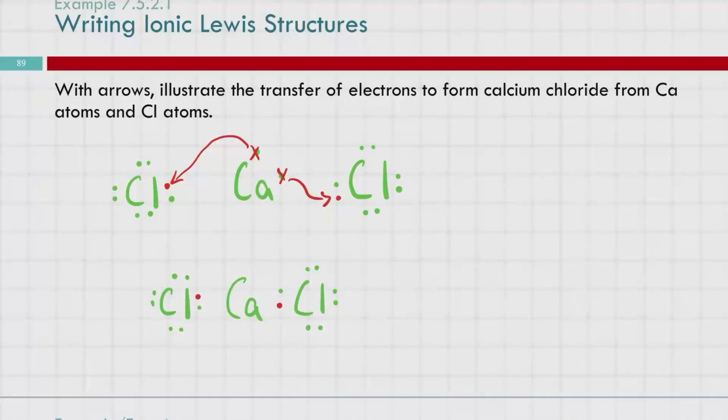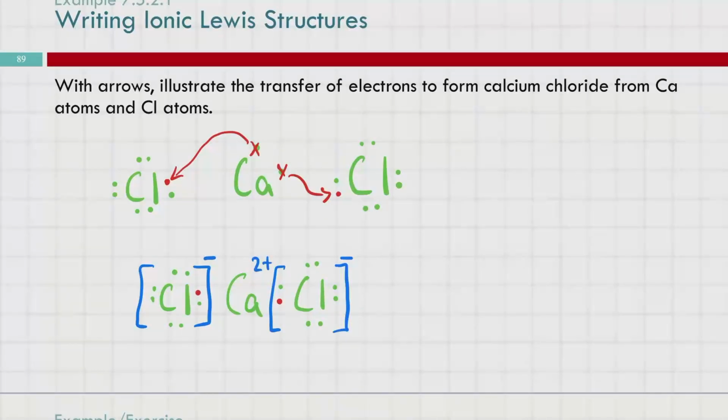Charges. We're missing charges. Calcium's a 2+. Our chlorides are 1-. Is there anything else we're missing? Brackets. Which when you do it, kind of looks like you're eating a really big cheeseburger. And that would be our final Lewis structure.